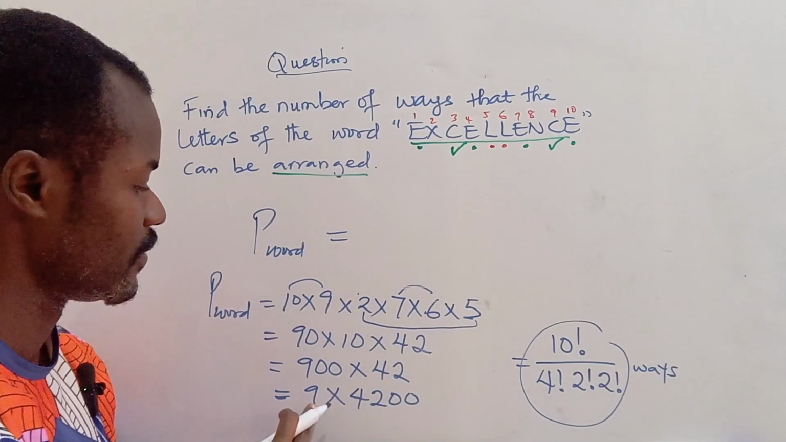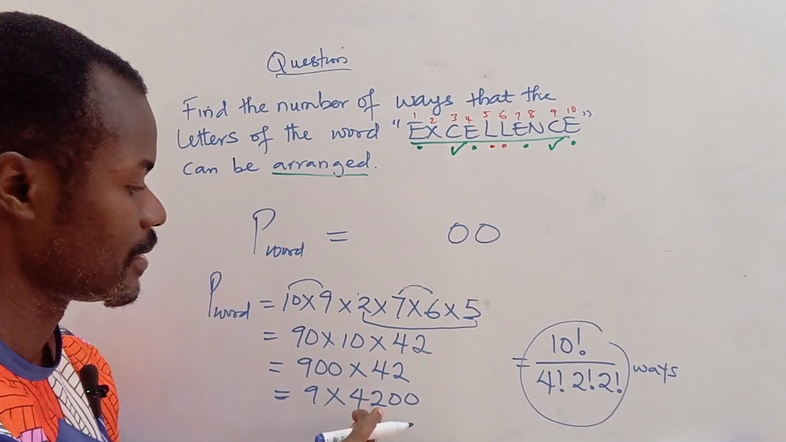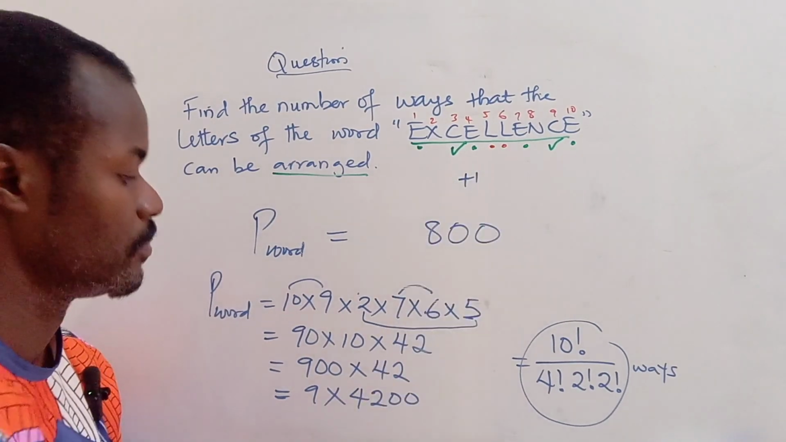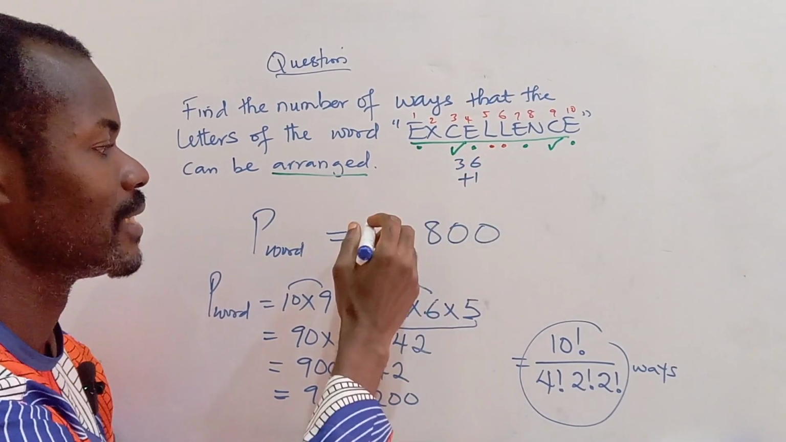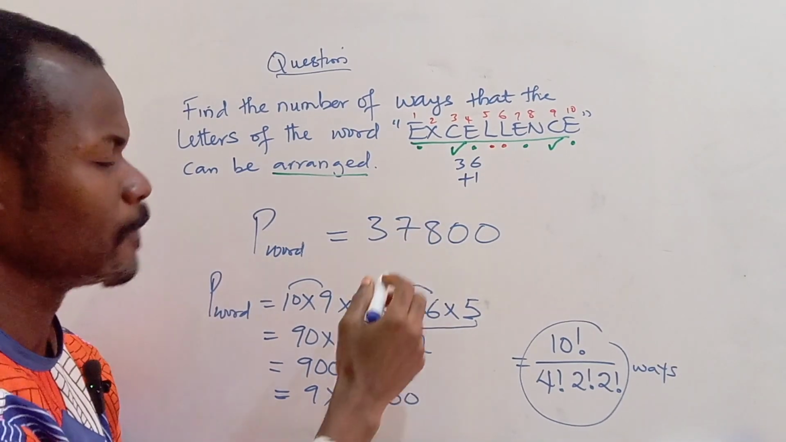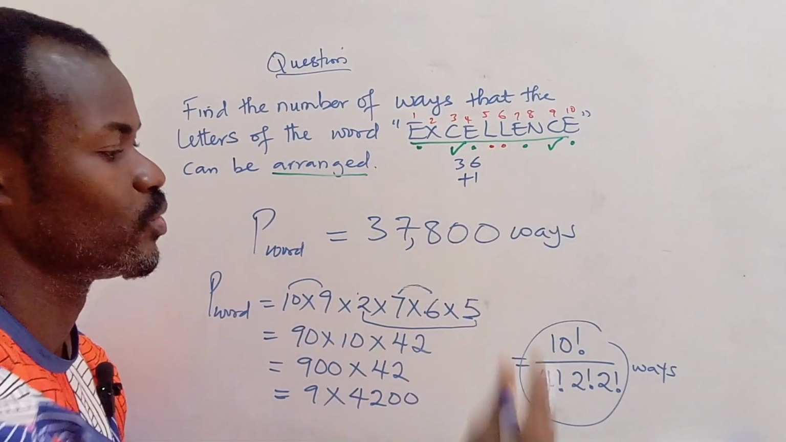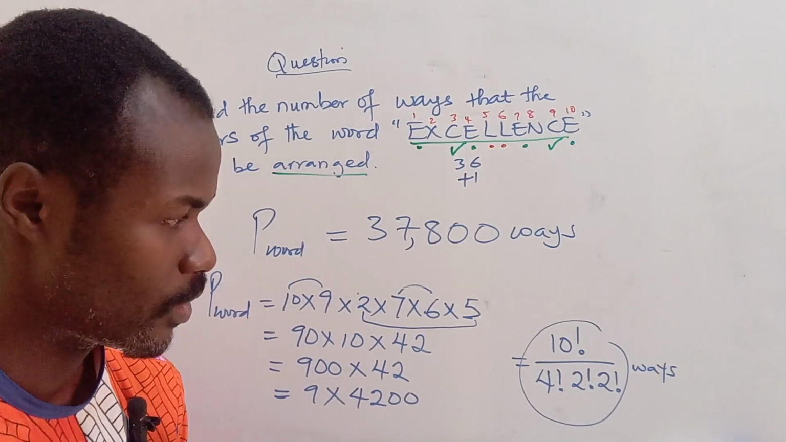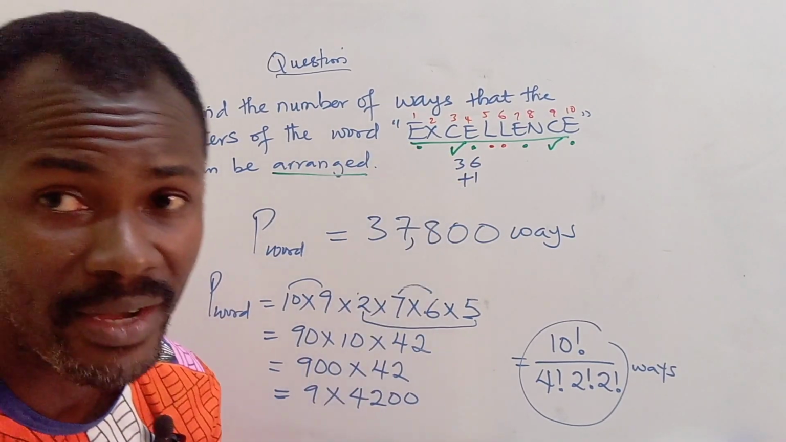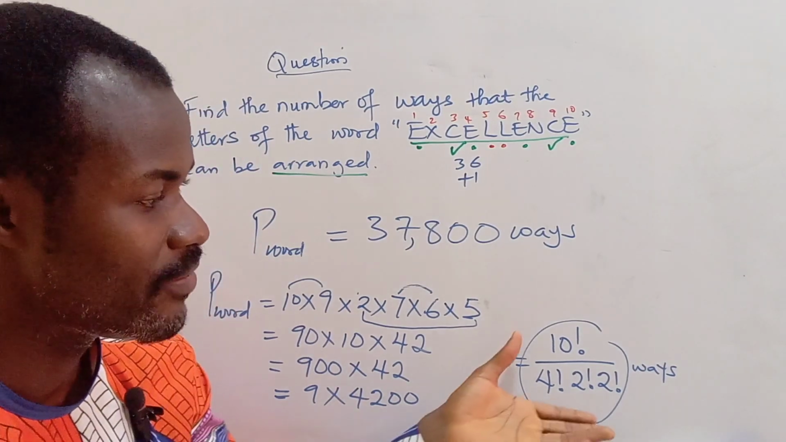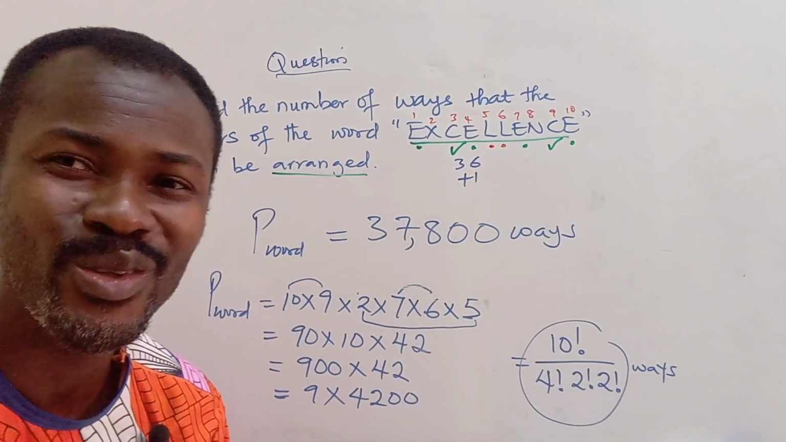So finally, we have 9 times 0 is 0, 9 times 0 is 0, 9 times 2 is 18, so we carry 1. Now 9 times 4 is 36, so if we add this up it is 37. So we have 37,800 ways to arrange the word EXCELLENCE, such that our E repeats 4 times, our C repeats 2 times, and our L repeats 2 times. So we have either these ways or 37,800 ways as a solution to this problem.